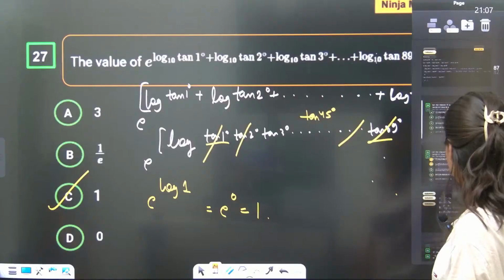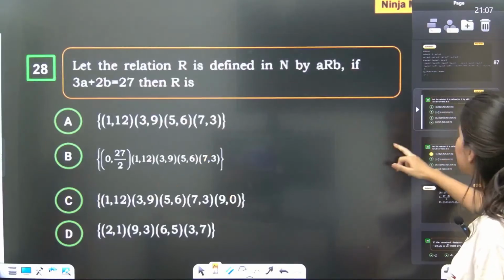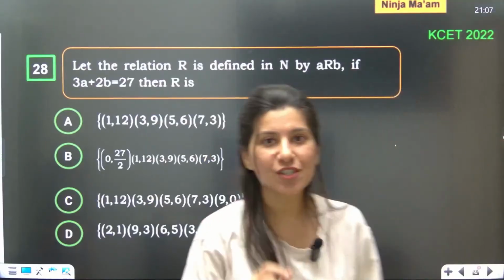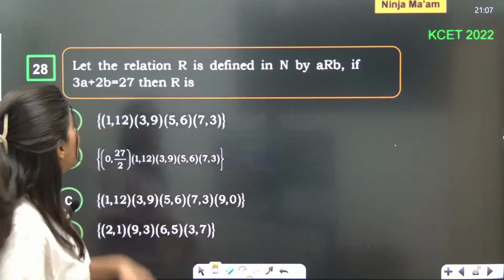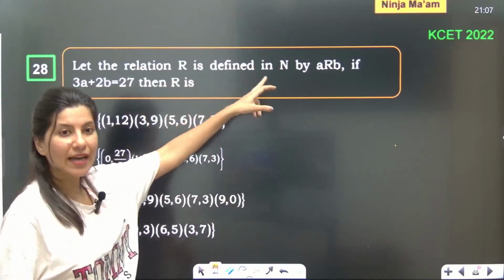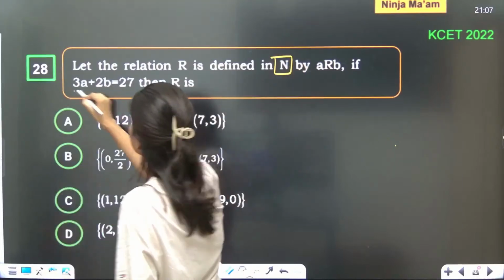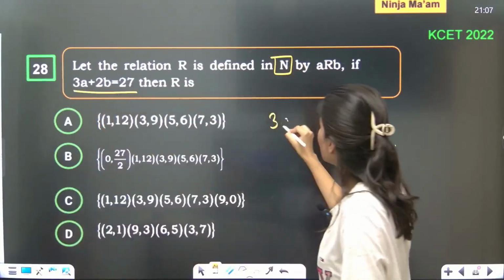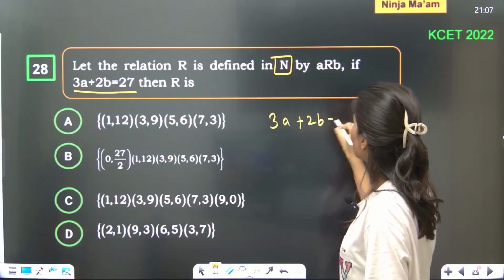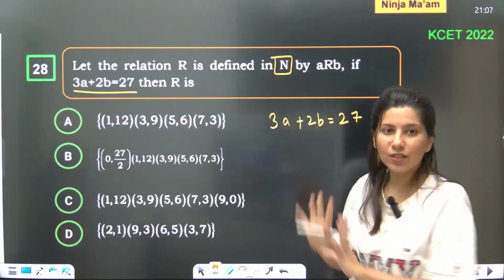Okay. Next question. Are we ready for it? Yes. This question is on relations, a very easy question. Let the relation R be defined where N is a natural number. Basically, any ordered pair which satisfies this relation will sit inside your relation.